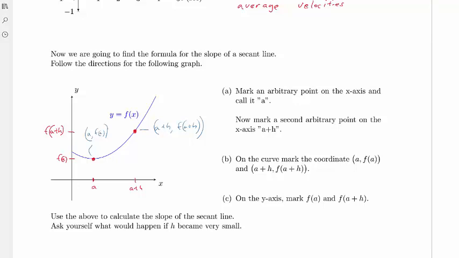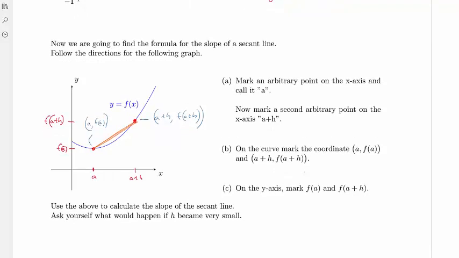So we're going to go ahead and try and calculate the slope of the secant line. So let's go ahead and draw in the secant line, like so. All right, we've got a good secant line going right here. And so we want to calculate the rise over the run, right? So note that this distance here, that's our run, right? That is our delta x.